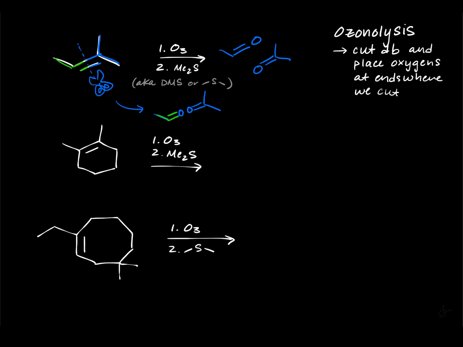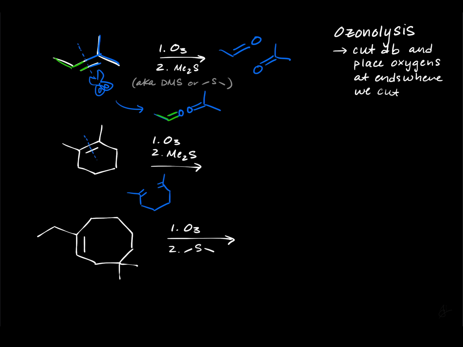Now it could be put in a ring, like this case. But again, do not think about, is it in a ring? Is it outside of a ring? Just follow the procedure as given. The procedure says that we're going to cut our double bond and place oxygens at ends where we cut. So this is me cutting the double bond. Right, so I've cut my double bond.